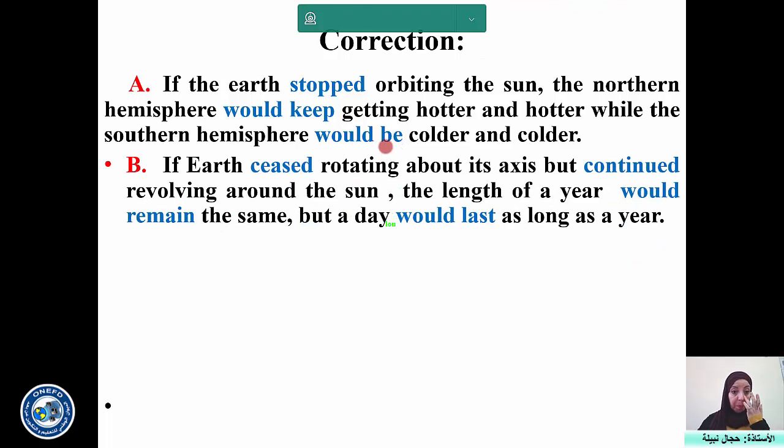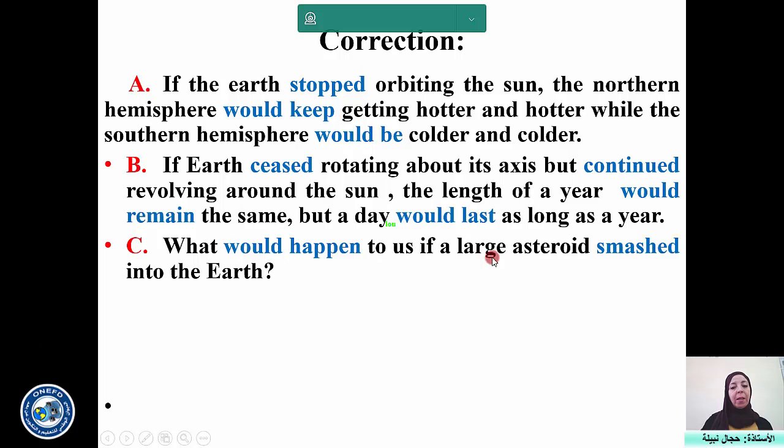Sentence 2. If the Earth ceased or stopped rotating about its axis but continued revolving around the Sun, you see you've got two verbs in the past simple. Why? Because the two verbs are part of the condition and the comma is here. The length of a year would remain the same, but a day would last as long as a year. Conditional present for the result.